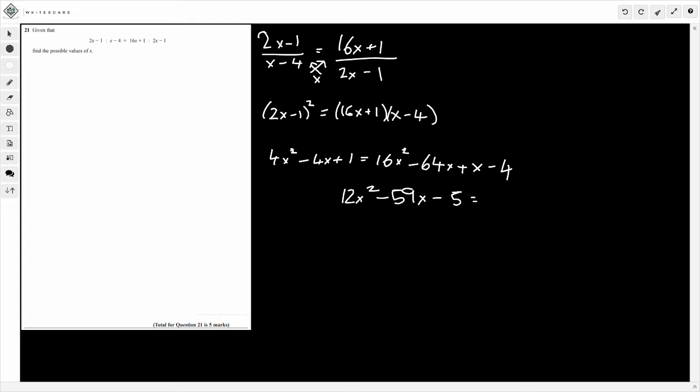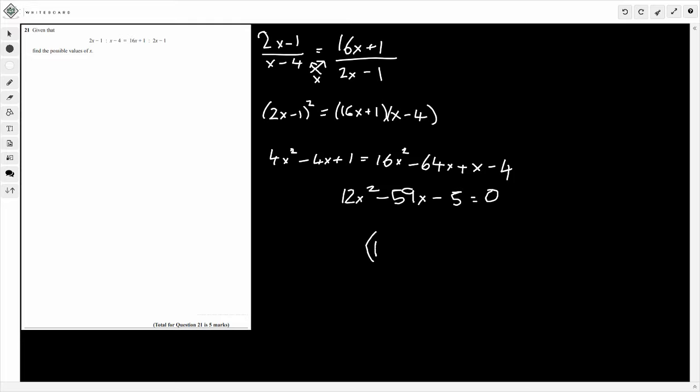Your clue that you should get a quadratic is the fact that it says find the possible values of x. It's plural, so we're going to get more than one value. The fact we've got a quadratic is very good. So we need to think about factorising this. You could use the quadratic formula, but it's easier than that. We've got a 12 here, a minus 59 and a minus 5. Notice that 12 and 59 are pretty close if you think about multiplication. 12 times 5 is 60. So that's your clue for this.